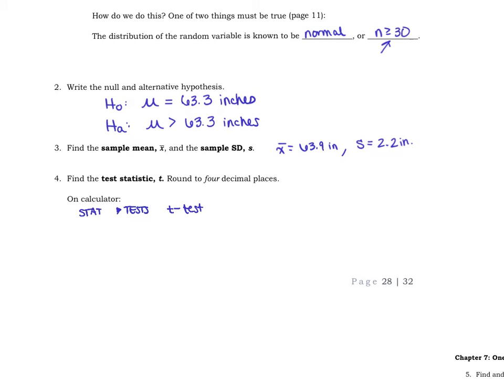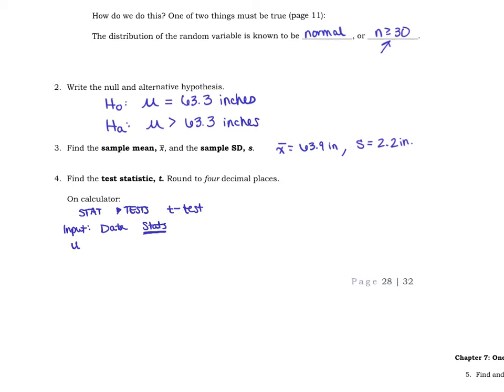Okay, then you have your choice of data or stats as your input. So what is your input? Is it data or stats? Data is when you have a list of numbers, like all the individual 40 values for those women's heights. In our case, we have stats, we have the summary. The average height was 63.9 inches, and the standard deviation was 2.2. So go ahead and choose stats.